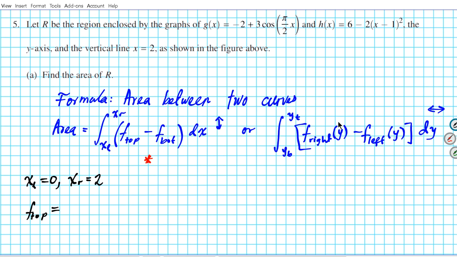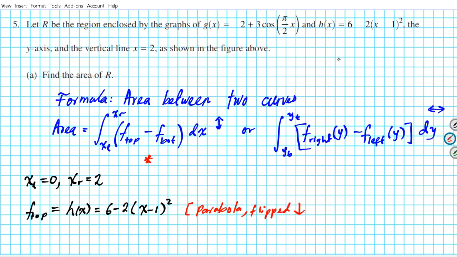Make sure you get your top and bottom functions correct, or else your entire answer will be wrong. So f top is h of x, which is 6 minus 2 times the quantity x minus 1 squared. Let's just write down how we knew that that was the right function. We have a parabola that is flipped downwards.